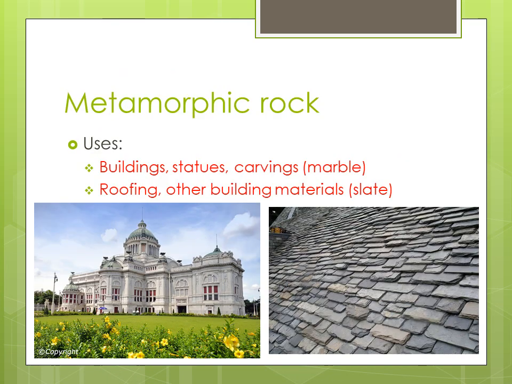So, what do we use metamorphic rock for? Well, again, we use it for buildings, statues, and carvings. An example here is, let me get this correct, the Ananta Samakhom Throne Hall. That's made out of marble. It's not too far from school. And we've got roofing as well, and other building materials. Slate is a historically used roofing material.